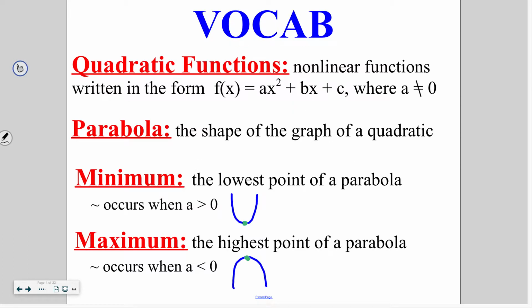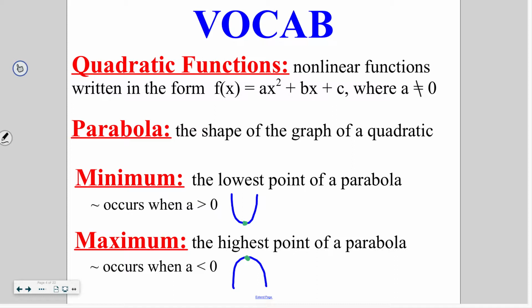First thing that is helpful for us to know is a quadratic function is a nonlinear function written in the form f of x is equal to ax squared plus bx plus c, where a is not equal to 0. Ax squared plus bx plus c should look familiar to you from last chapter. That is one of the equations that we were factoring. Now we're working more with it and how we graph it.